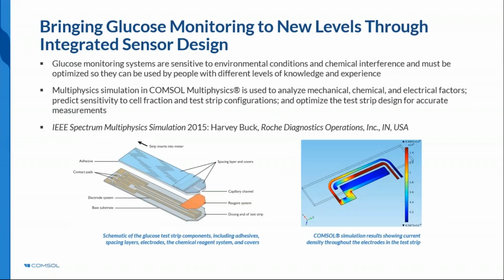Glucose modeling systems demonstrate a real-world example of when one might use simulation for designing a biosensor. Through combining mechanical, chemical, and electrical physics into a model, a higher fidelity representation can be developed. This in turn allows for better representation and optimization of the sensor's design for accurate measurements.